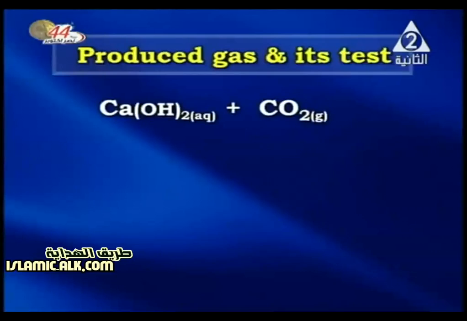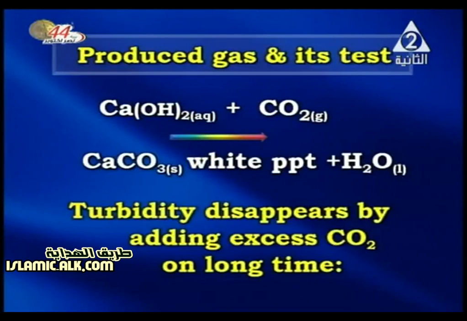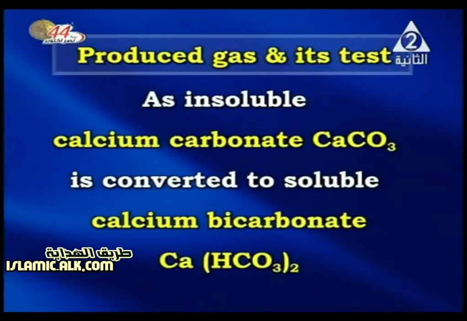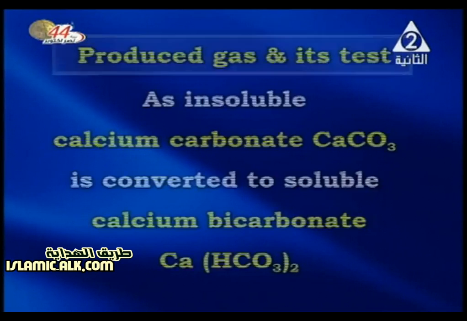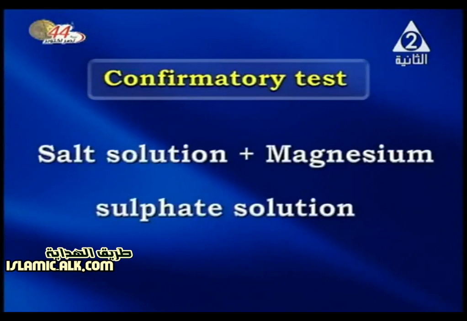anion. So my dear student, the carbon dioxide gas produced from the reaction of the hydrochloric acid with the bicarbonate salt reacts with lime water, which is calcium hydroxide, giving calcium carbonate, which is white precipitate, and this turbidity due to the white precipitate of calcium carbonate disappears by adding excess carbon dioxide for a long time, as the insoluble calcium carbonate is converted into soluble calcium bicarbonate that has chemical formula Ca(HCO3)2.